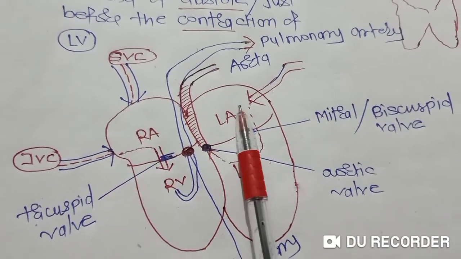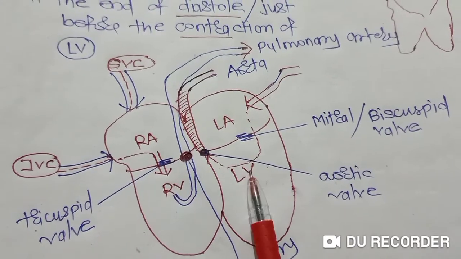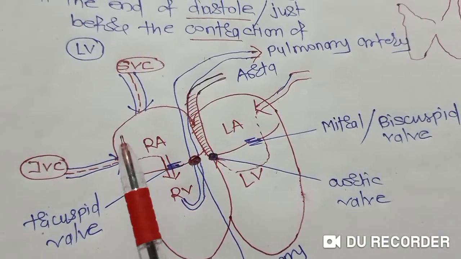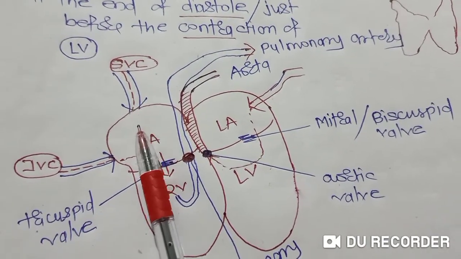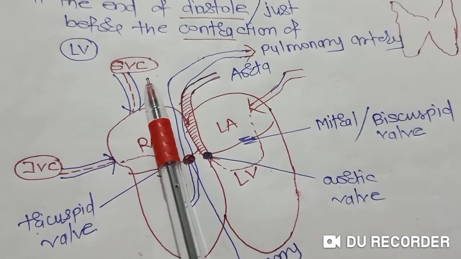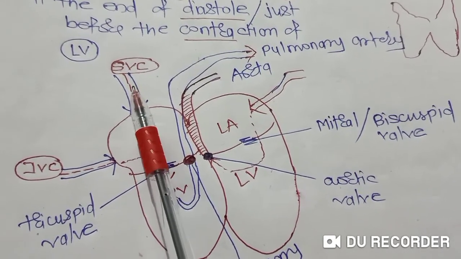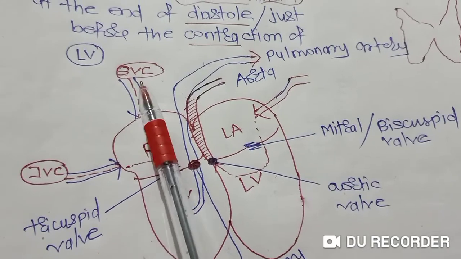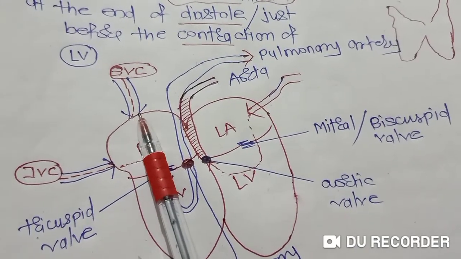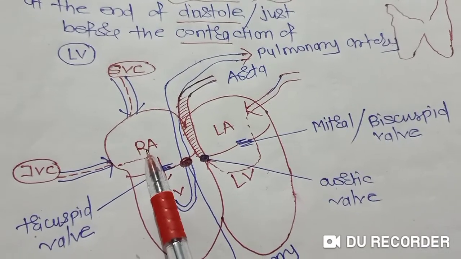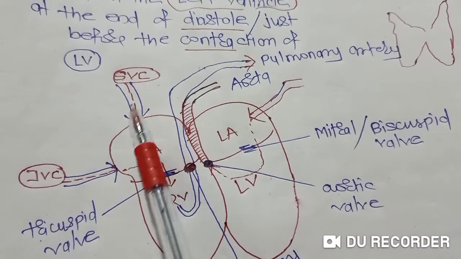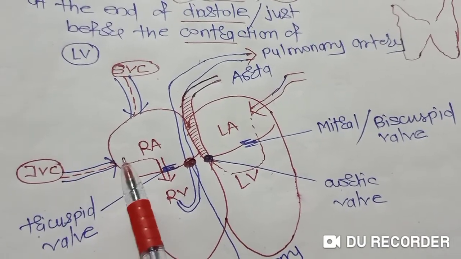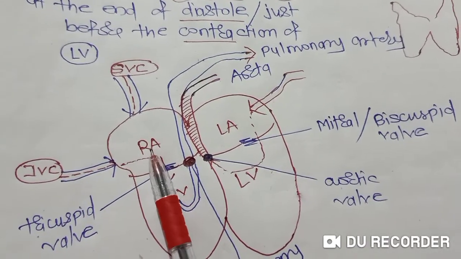That we all know there are four chambers: right atrium, left atrium, right ventricle, left ventricle. Four chambers, and there are four valves also. But before that, we should know that from the upper part of the body, that is head, neck, face, the deoxygenated blood comes to the right atrium through the superior vena cava. And from the lower part of the body, deoxygenated blood comes through the inferior vena cava to the right atrium.